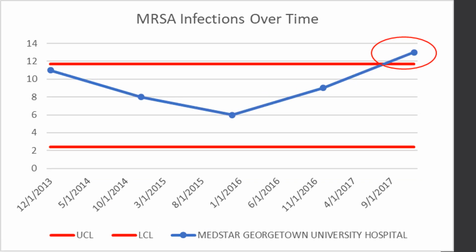Our second performance indicator is MRSA infections, and the graph shows that from 2013 to 2016, the number of infections went down. However, from 2016 to 2017, the number of infections went up. And although it was going up and down within this time period, it was within the upper control limit and lower control limit, with the exception of the end of 2017, where the cases of Medstar Georgetown University Hospital were above our upper control limit.